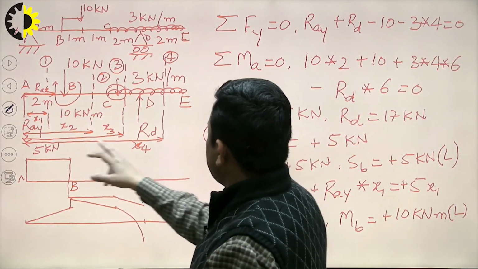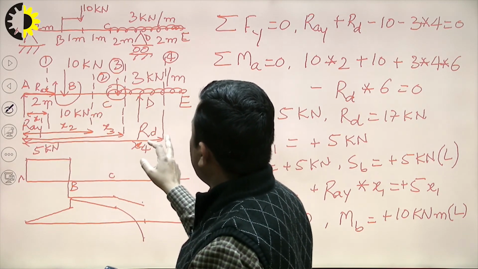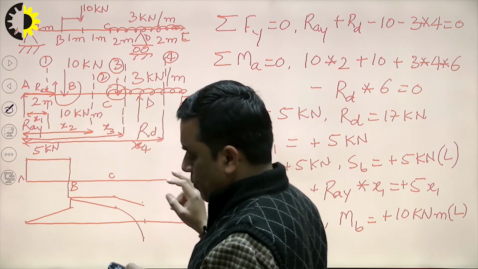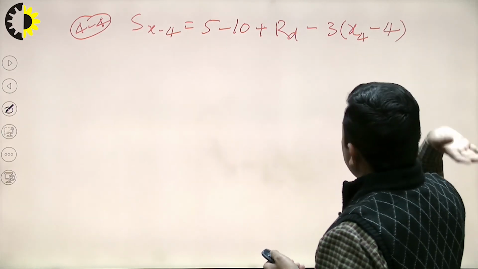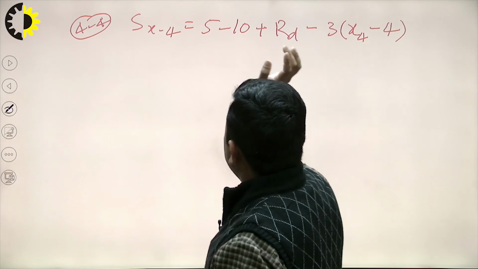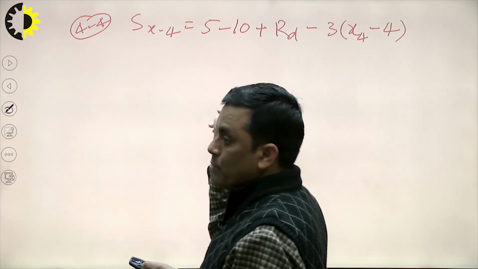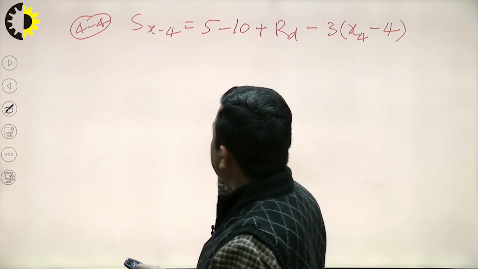X4 minus how much? From here to here it is x4, and with how much UDL we are considering? From C to this. So, the distance of C from this is 4. So, x4 minus 4 I can write. Okay. So, here what is the change? This RD is coming into picture, and by this equation we can get the value of shear force from just right of D up to point E.